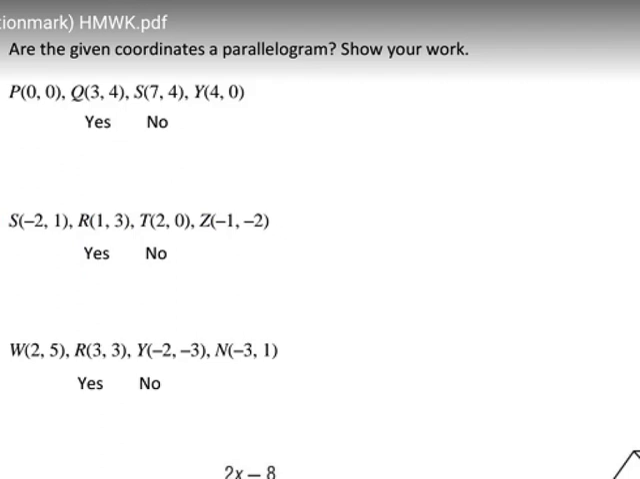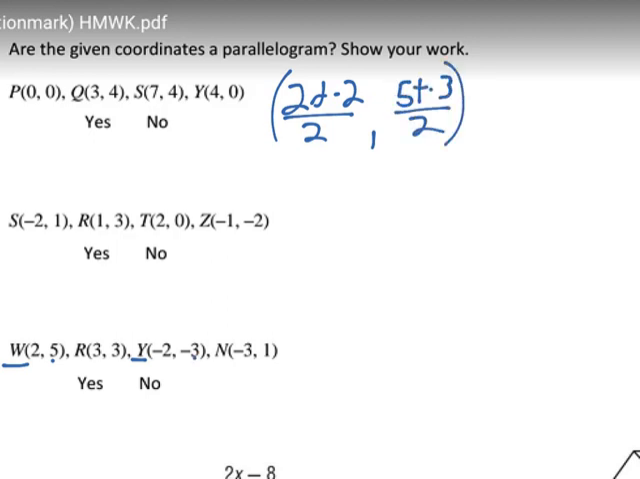Okay. And the last one, W and Y, I'm going to do 2 plus negative 2 over 2. I'm going to do 5 and negative 3, so 5 plus negative 3 over 2. And then in red, I'm going to do R and N. 3 and negative 3. 3 plus negative 3 over 2. And 3 and 1. 3 plus 1 over 2.